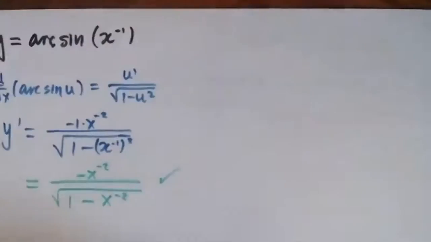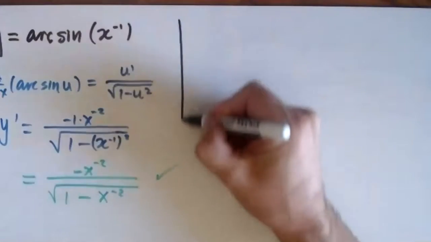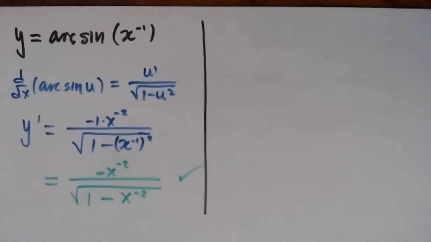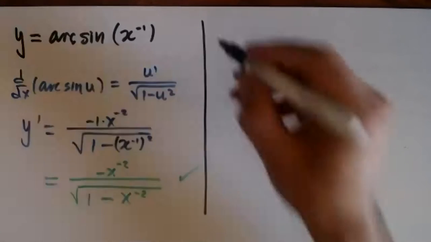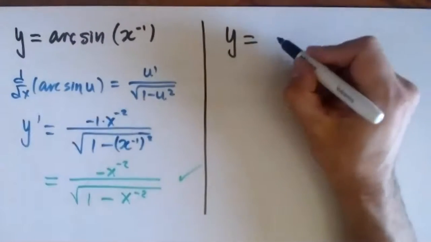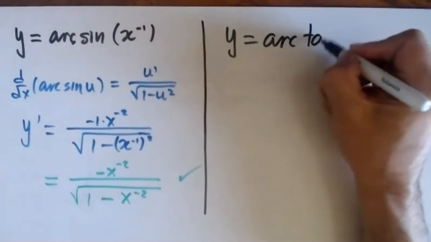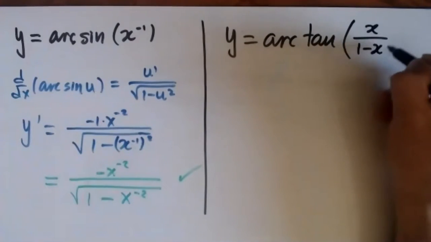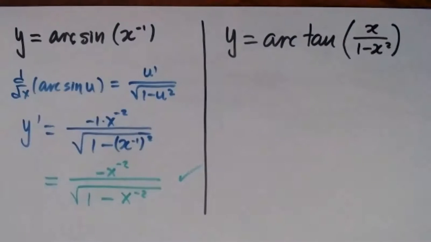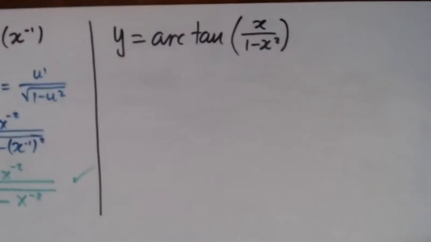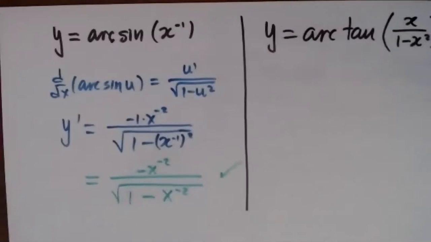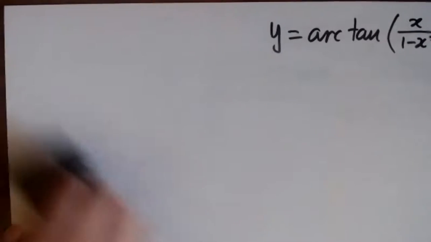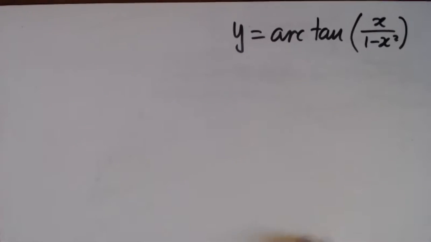Okay, let me just go to the next problem, right? So the next problem is going to be y equals the arc tangent of x over 1 minus x squared. Yeah, this is going to be terrible. Let me just really use the whole board for this one.